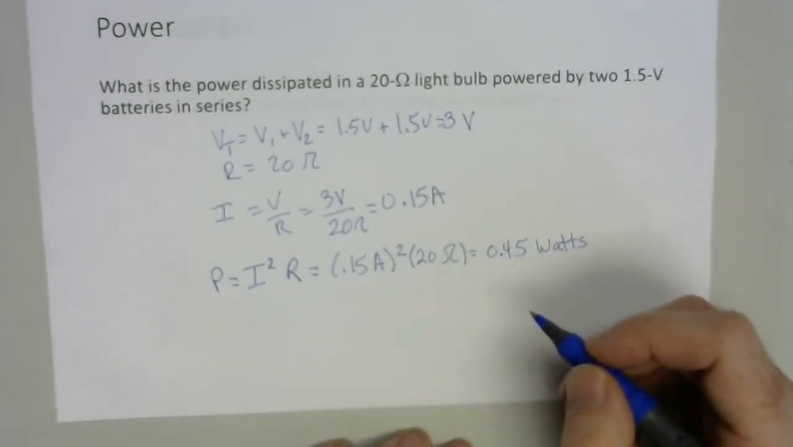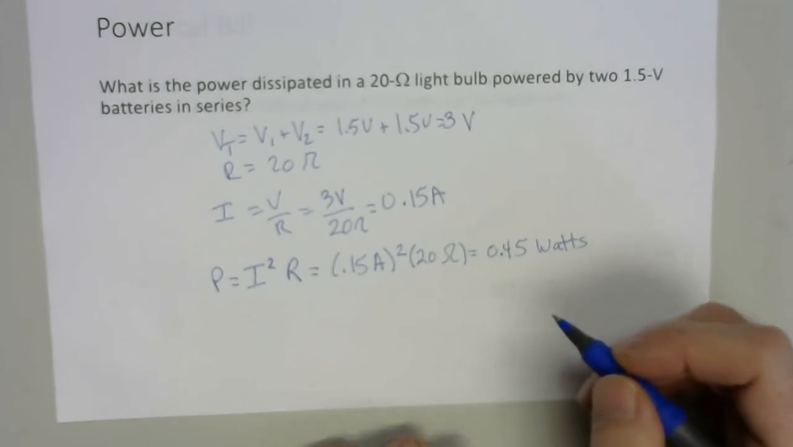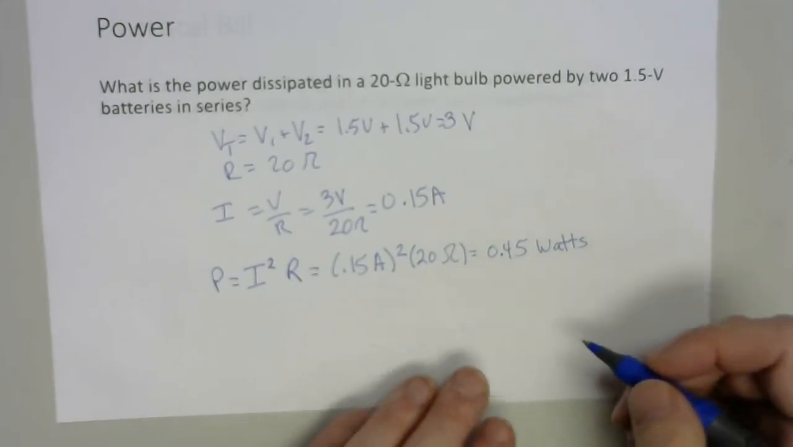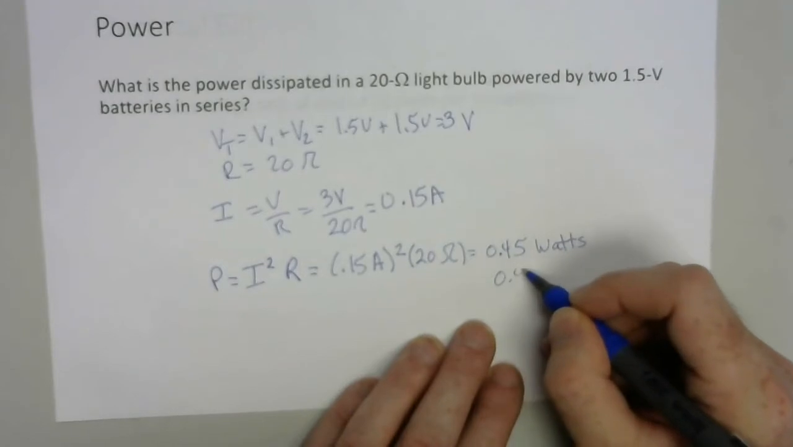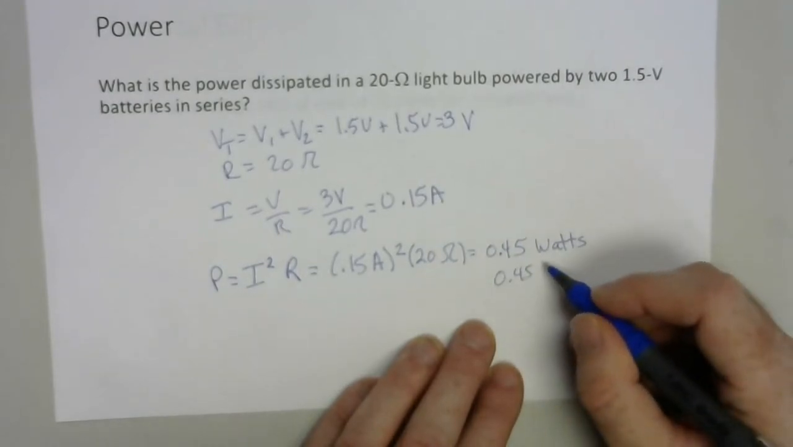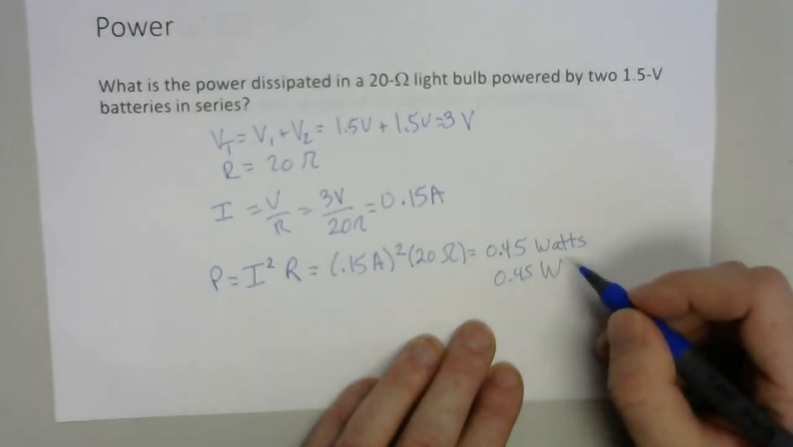Watts is a measure of power. That is how much electricity you are getting per amount of time from the batteries. Or you can abbreviate that with a W.